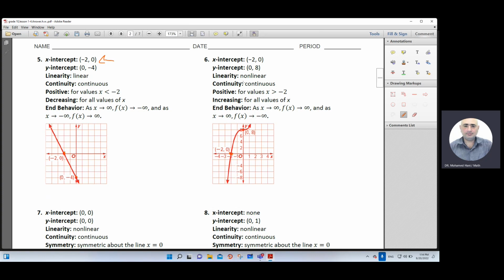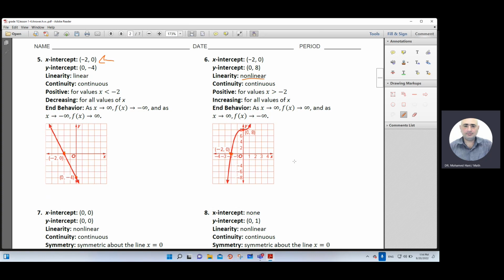And as you see here, we have non-linear. And the continuity continues because no gap between them, and for x greater than -2, the positive will be the values of x greater than -2. And from this side we have increase, increasing for all values of x. The continuity continues because no gaps.